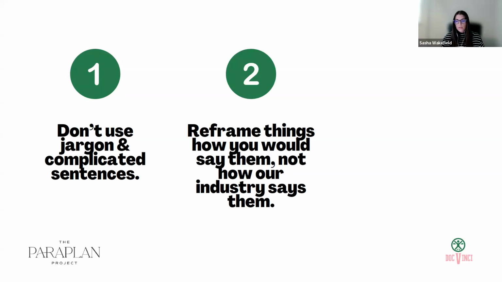The second point is reframe things how you would say them, not how the industry says them. So it could be for something really complicated. Perhaps there's a client that's doing retirement planning and they can't quite grasp all the different rules. I mean, all the changes that have come in at the moment put my head in a bit of a spin. Could it be something that you could put into a visual? Could it be a short snippet video that explains it in layman's terms and goes alongside that? Or even something as simple as a glossary at the back that helps the client to understand those words that we use all the time, etc.